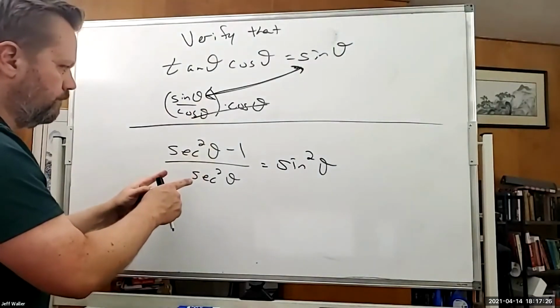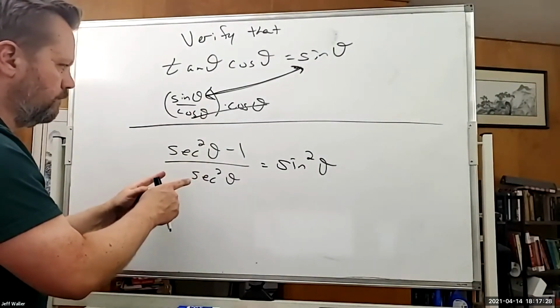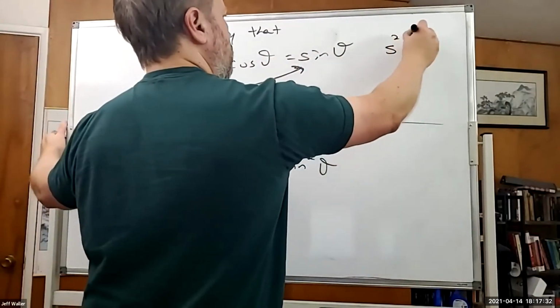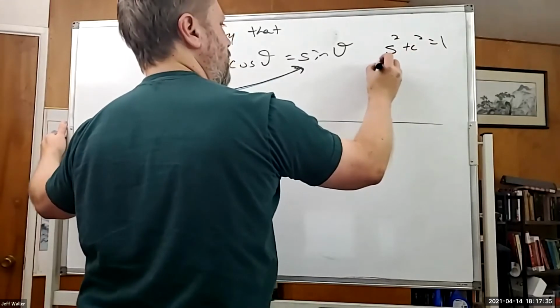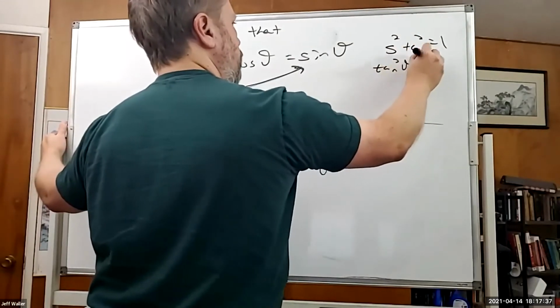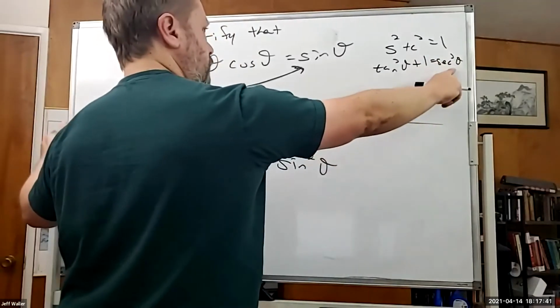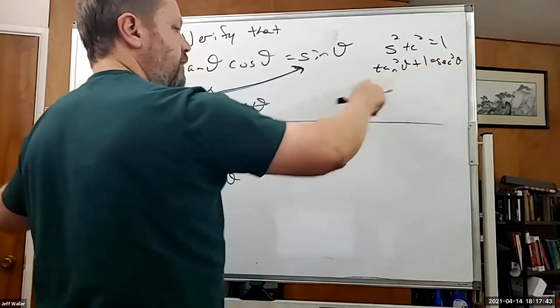Isn't secant squared theta minus 1 tangent squared theta? All right, so we got our sine squared plus cosine squared is 1. We have our tangent squared plus 1 equals secant squared, right? So what's secant squared now? So secant squared minus 1 is tangent squared. I like it.